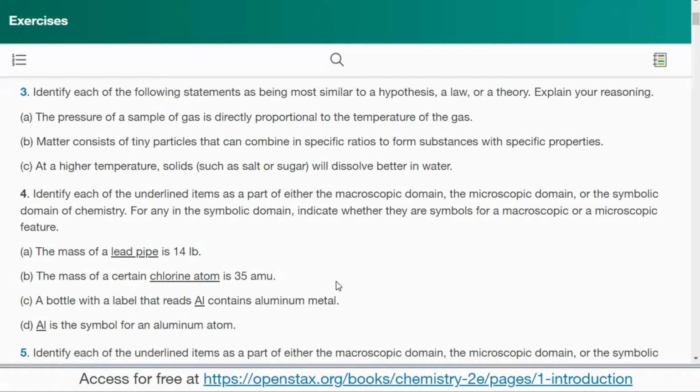All right, so let's look at C. At a higher temperature, solids such as salt or sugar will dissolve better in water. I would put that as a hypothesis. And the answer key says it is a hypothesis: a tentative explanation that can be investigated by experimentation.